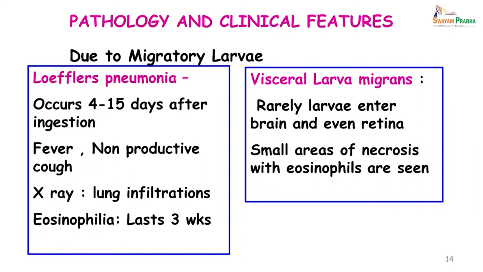Visceral larva migrans is a rare condition when the larva, instead of going into the lungs, decides to enter the brain and sometimes even the retina. And when it goes to these places, it is like the end stage of the larva. It will cause small areas of necrosis, there will be eosinophils at the site, but beyond that it does not mature.